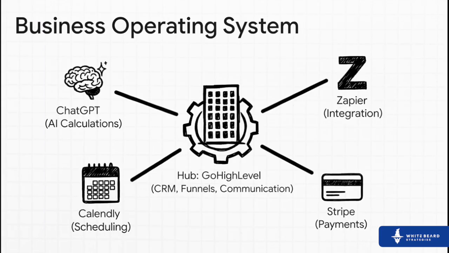Go High Level is your hub, but you need some crazy complex logic or need to connect two apps that just won't talk to each other? Boom, that's a job for Zapier. Need powerful global payment processing with killer reporting? That's a spoke for Stripe. Got a whole sales team and need complex scheduling? Calendly is your spoke. You can even plug in ChatGPT to do things like calculate custom quotes on the fly.